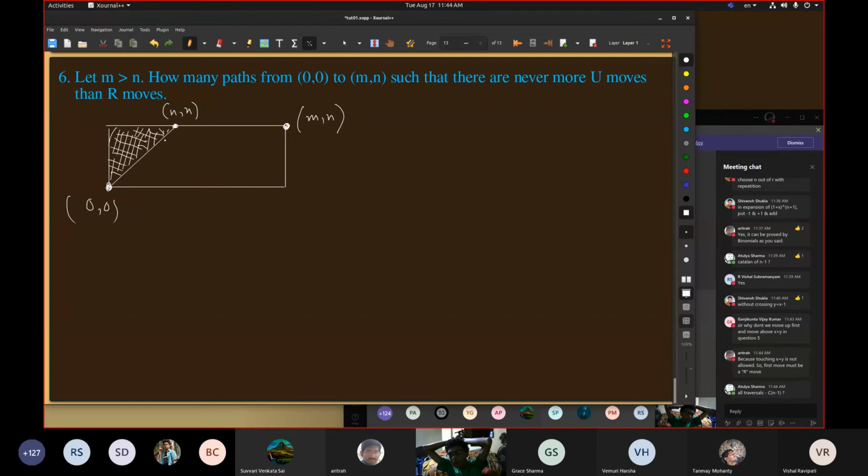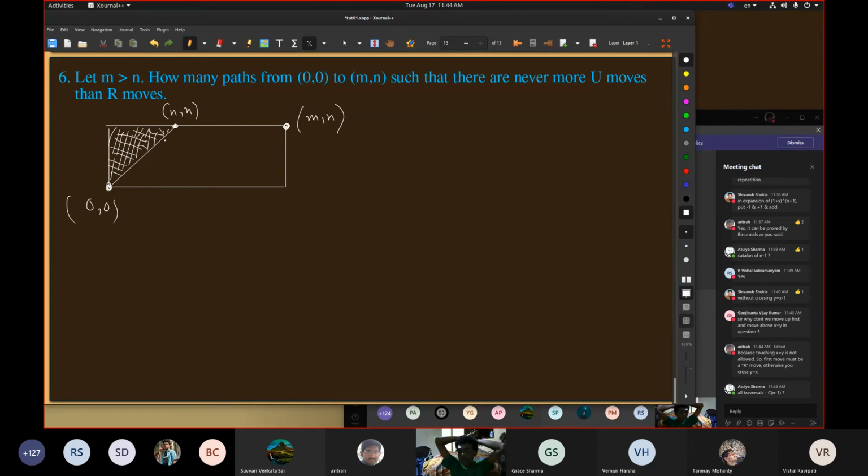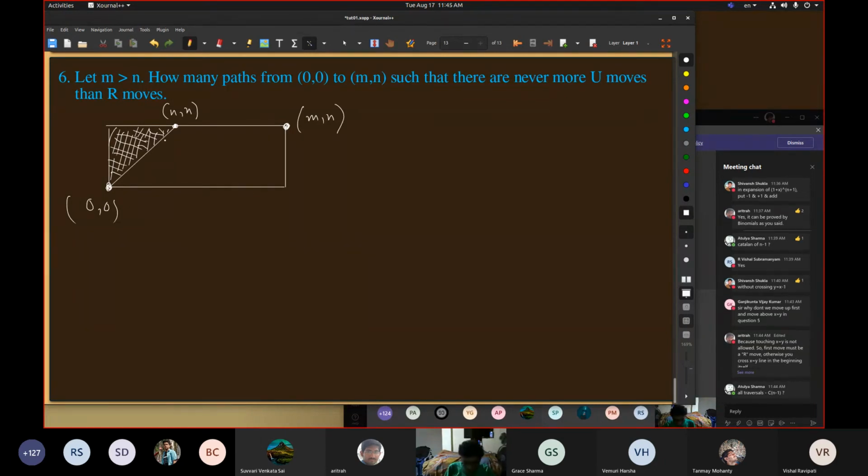All traversals minus Cn minus 1. No, that's the question. That is not incomplete. Because Cn minus 1, why n minus 1? Sir, all traversals minus Cn. Cn. No, that's the problem.